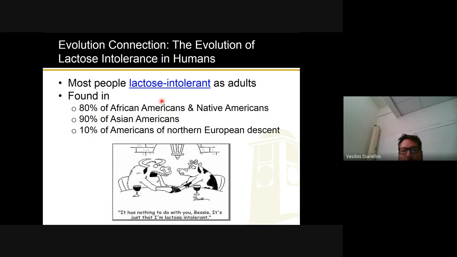80% of this is from your book. It says 80% of African Americans and Native Americans. If I were writing that, I would say 80% of people from direct African descent, which are African Americans, but also you think about an African person living in England or Jamaica, right? So that's why I don't like the word African Americans in this context. But anyway, so 80% of these people, 90% of Asian Americans are lactose intolerant. So only 10% of people from Northern Europe, right, Caucasians, white people, if you will, only 10% of them are lactose intolerant.